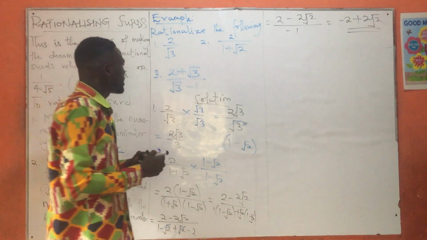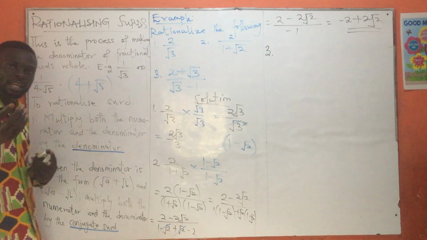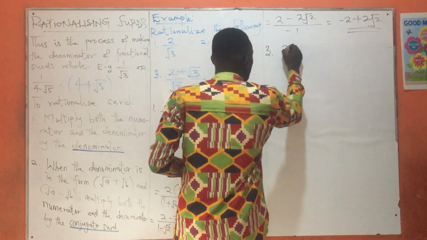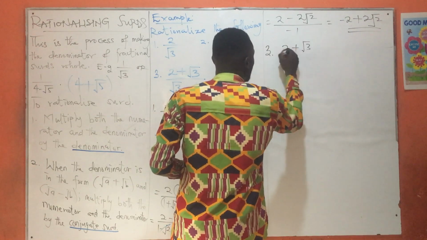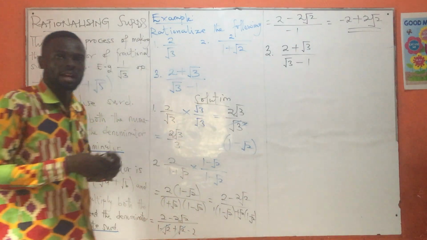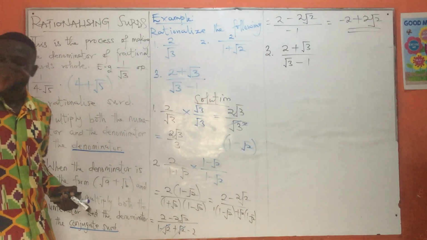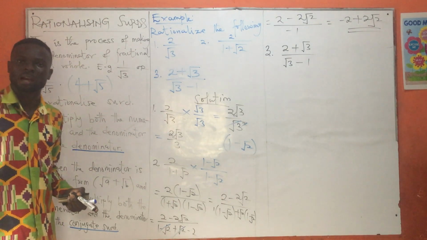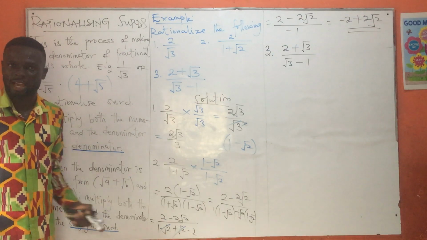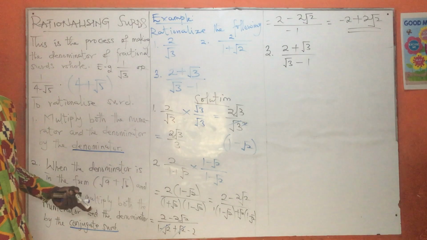Let's look at the last one. If we are able to complete, fine. If we don't, you complete and you drop your answers. Now you have 2 plus root 3 all over root 3 minus 1. So look at the denominator. There is a surd. So this is a fractional surd. We don't want the denominator to have a surd. So we want it to be a whole number or a rational number.